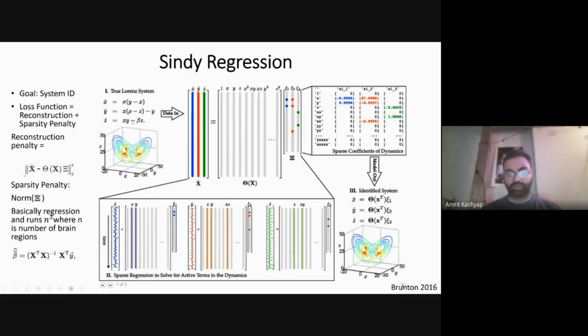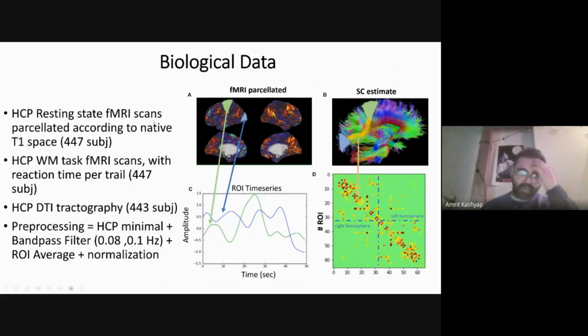So right here, you have the Lorentz system, and it solves for exactly the coefficients that it was simulated for. For the data, we use a whole brain model using the Desikan-Killiany atlas with 84 cortical and subcortical regions, and we parcellate it based on the individual space, not on the MNI group space. So the segmentation is done on each individual, and then we average the signal in these brain regions, and we do very minimal pre-processing, just a bandpass filter, averaging, and normalization.